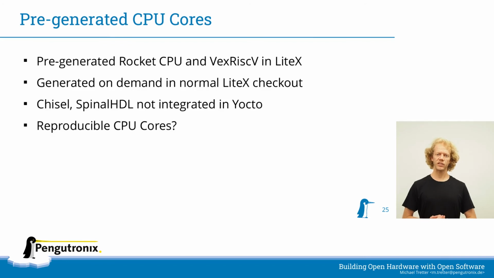However, apart from these relatively simple issues, there are still some more fundamental questions. The CPU cores are generated from SpinalHDL or Chisel with SBT. The results are cached or checked into the LiteX repositories for the respective cores. If a core is missing, LiteX will generate the core on demand. This requires Scala, SBT, Java, etc. There is no support for that in Yocto meta layers yet. That means that the CPU cores have to be generated outside of Yocto and checked into some repository. That basically circumvents all the effort we put into having something reproducible in Yocto.